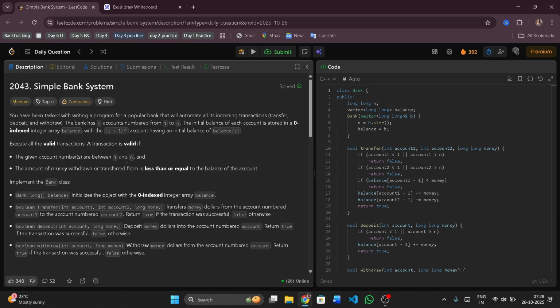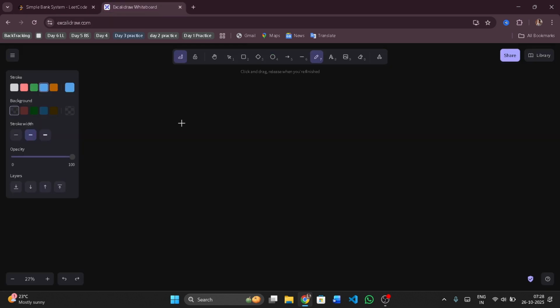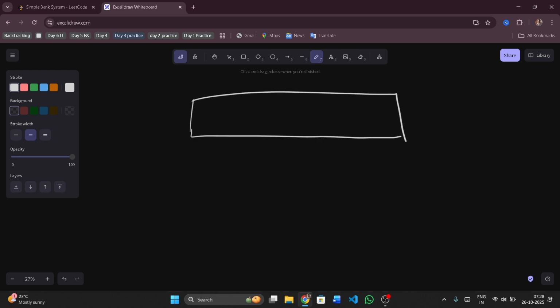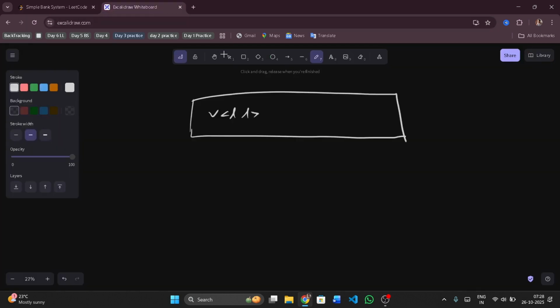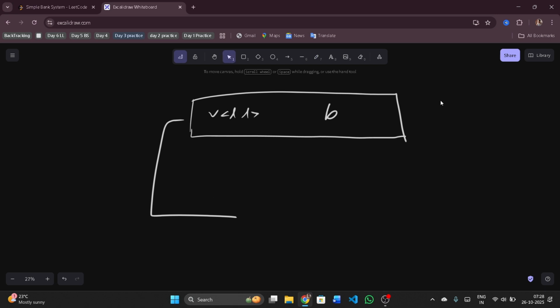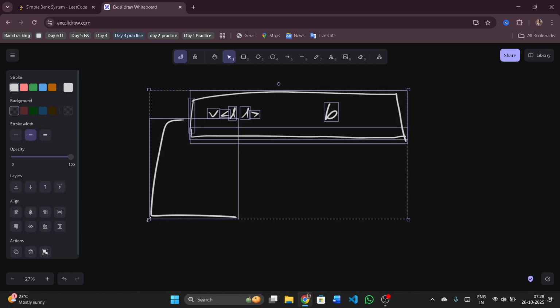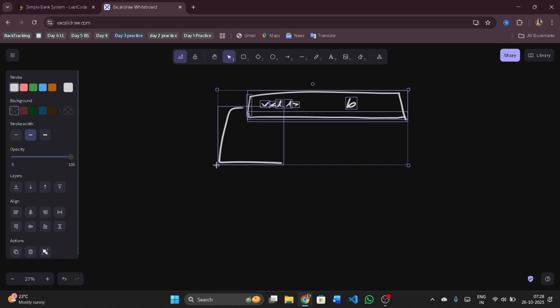Simple bank system. Let me tell you what is given in the problem. We are given a bank system with a vector of long long, and the name of it was balance, but I have changed it to b. So let us take it as b itself. Now this is the function where we have to initialize. The bank system was initialized here.